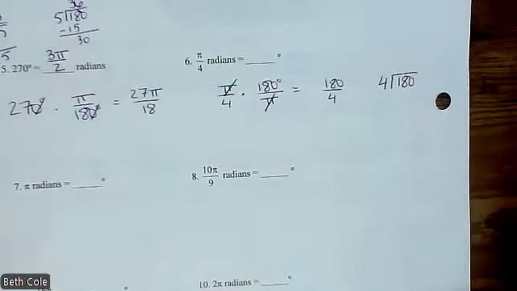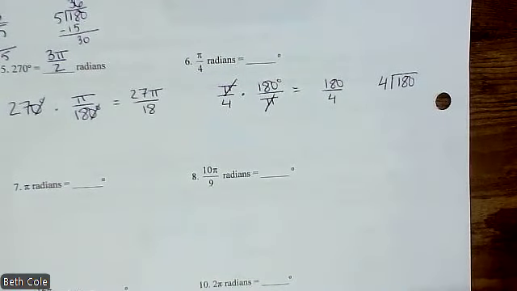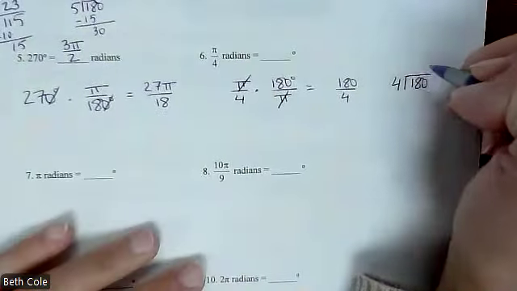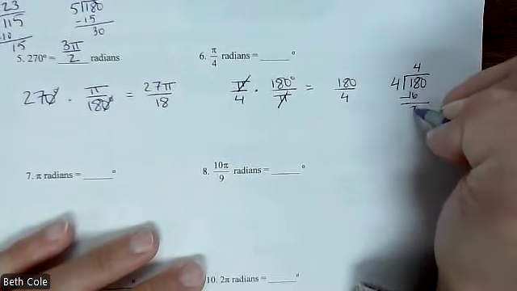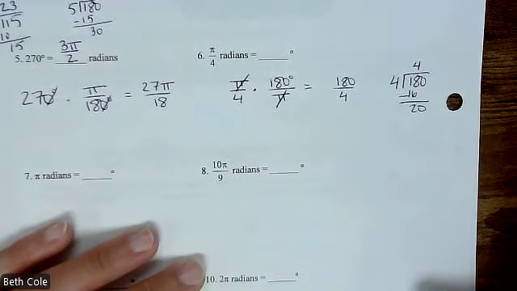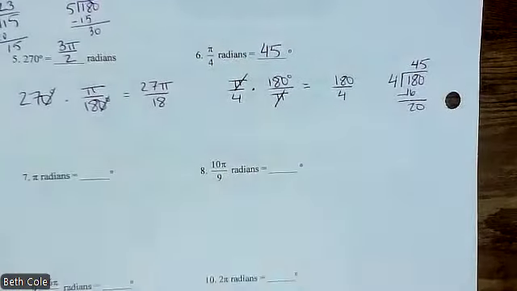So I'll work it out the long way in case anyone needs to see that. If you can do it in your head, that's super cool. That thing's so loud. 4 goes into 18 4 times. And then 4 times 5 is 20. So 45 degrees. And I even put the degree symbol for you.